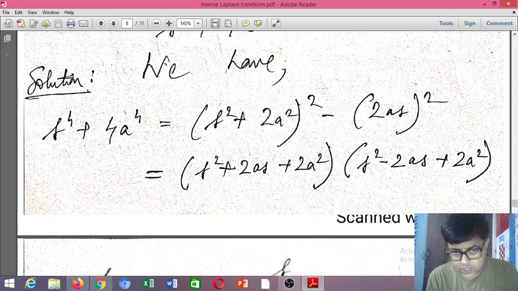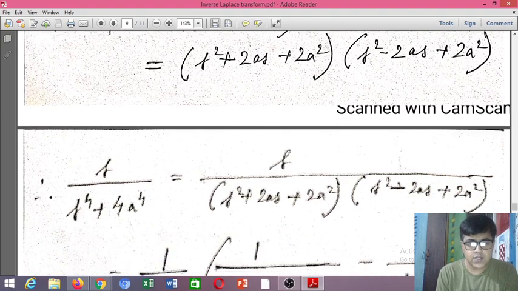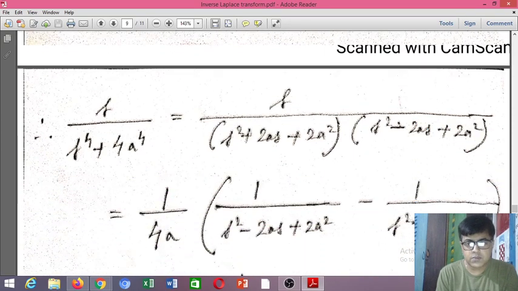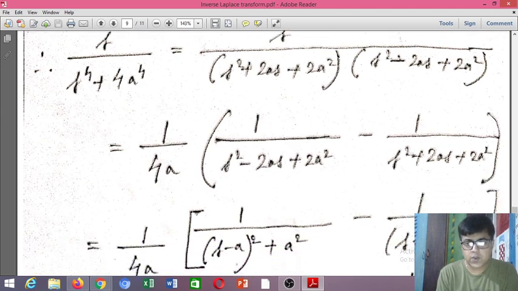(s square plus 2a square plus twice s a) into (s square minus twice s a plus 2a square). So your denominator becomes: s by s to the power 4 plus 4a to the power 4 becomes s by (s square plus twice s a plus 2a square) into (s square minus twice s a plus 2a square).